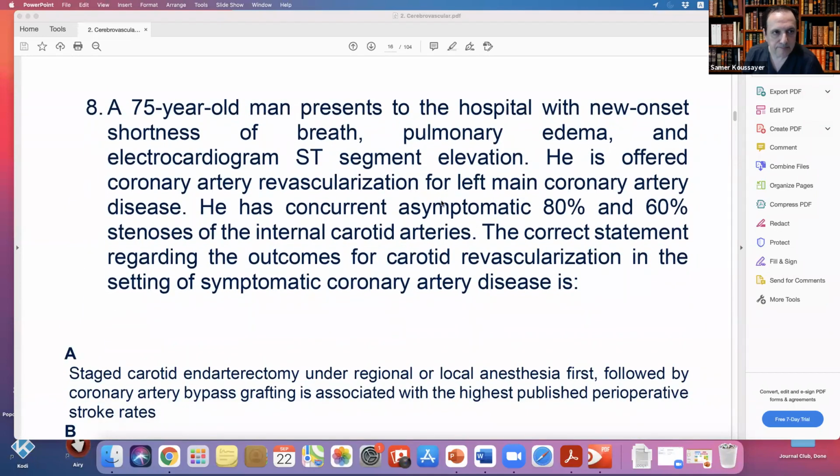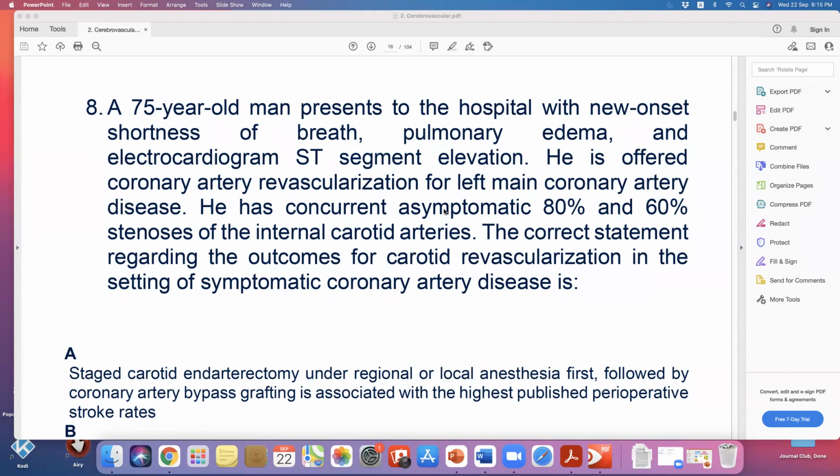Number 8. A 75-year-old man presented to the hospital with new onset shortness of breath, pulmonary edema, and electrocardiogram ST segment elevation. He is offered coronary artery revascularization for left main coronary artery disease. He has concurrent asymptomatic 80 and 60 percent stenosis of the internal carotid artery. What is the correct statement regarding the outcome for carotid revascularization in the setting of asymptomatic coronary artery disease?